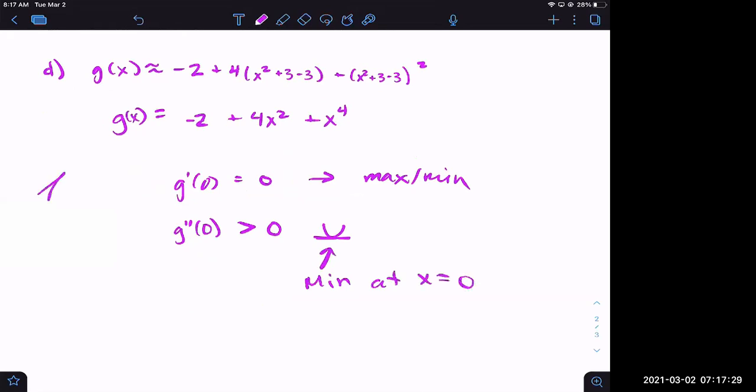So this is a good question. They ask this a lot on the AP test where they're having you use the second derivative test to determine if it's a max or a min. So you have to analyze the first derivative and the second derivative.